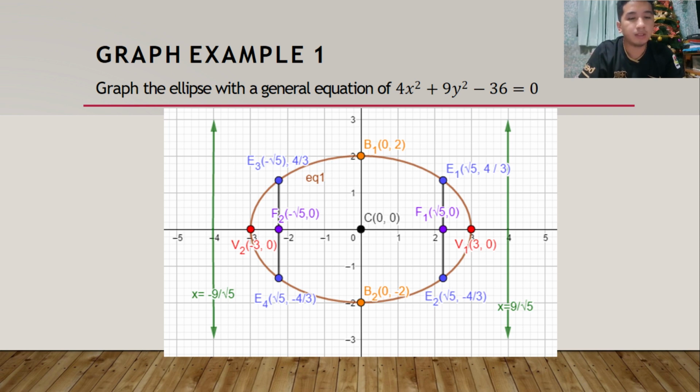The V1 is (3, 0). The E2 is (the square root of 5, negative 4 over 3). And the B2 is (0, negative 2). The E4 is (the square root of 5, negative 4 over 3). The V2 is (negative 3, 0). The F2 is (the square root of 5, 0). And the E3 is (the negative square root of 5, 4 over 3).